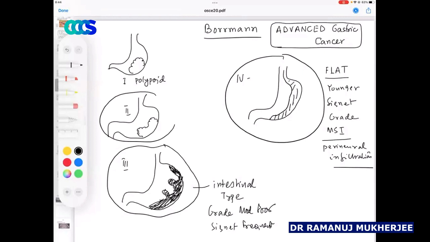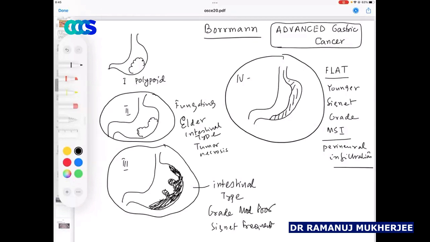The type 2 is called fungating growth. Type 3 is called ulcerating. This is seen in elder patients. This is again an intestinal type. Okay. Then the next point of contrast is that the signet cells definitely will be much less. This kind of tumors usually show a little amount of necrosis.